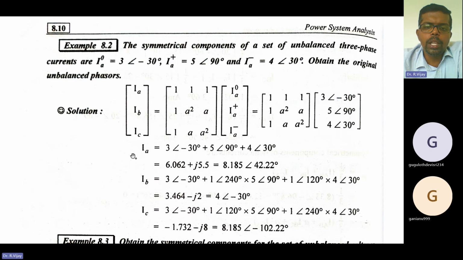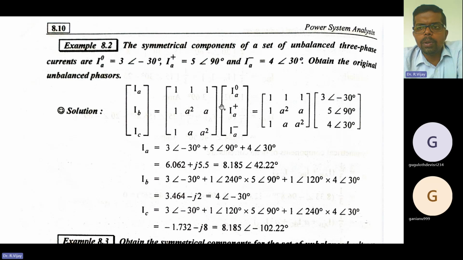And finally, you need to highlight all the answers. IA is equal to 8.185 at the angle of 42.22 degree. Next, IB is equal to 4 at the angle of minus 30 degree. IC is equal to 8.185 at the angle of minus 102.22 degree. These IA, IB, and IC are the phase currents, or unbalanced phase currents, or original phase currents.